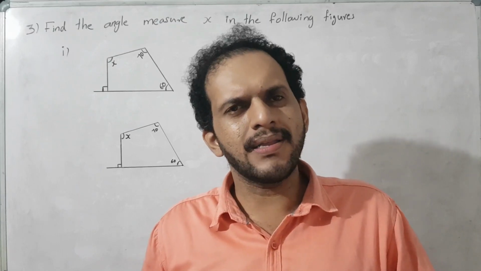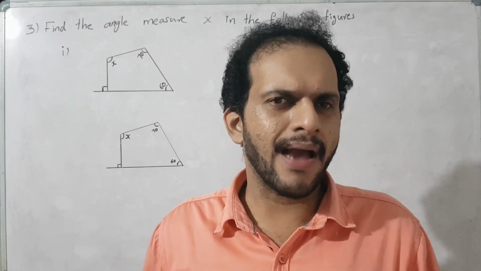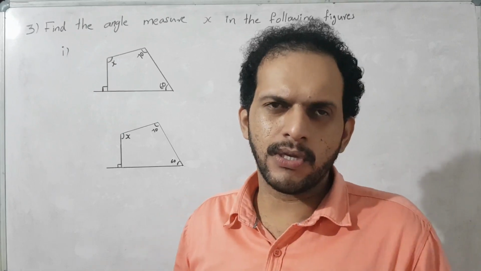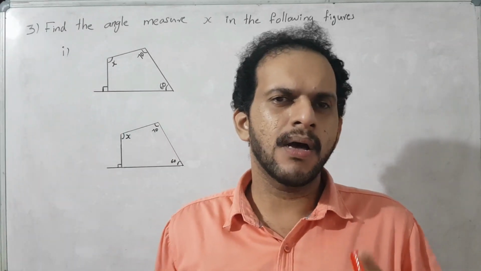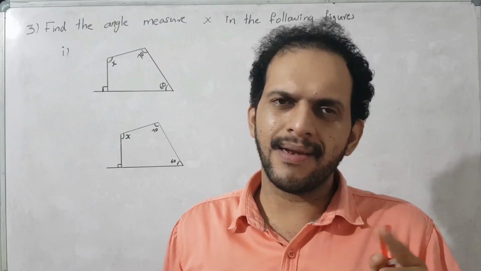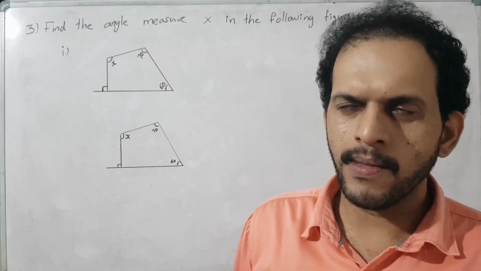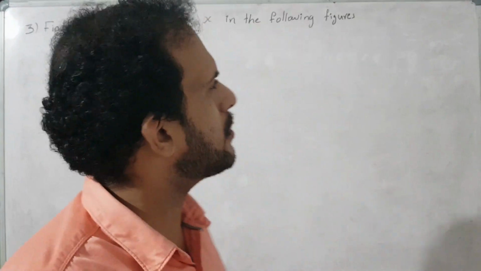Then we know what the angle sum of the quadrilateral is. The angle sum of the quadrilateral is 360. So to find the value of x here, we need to apply the angle sum of the quadrilateral, that is 360 degree. Okay, yes. Then come back. How do we do this type of question?